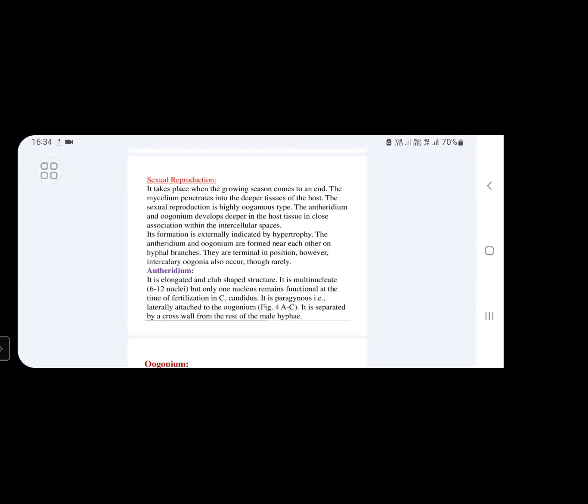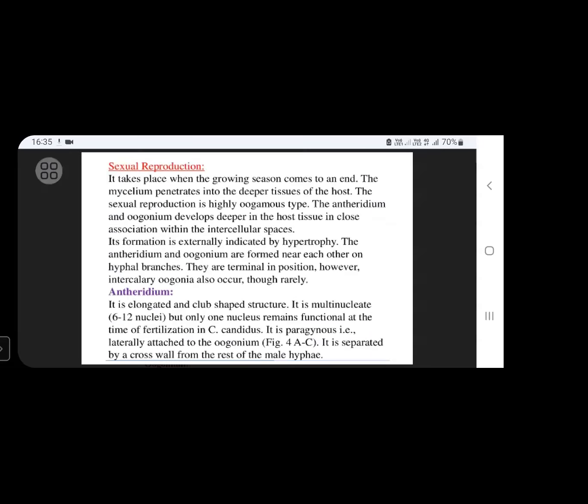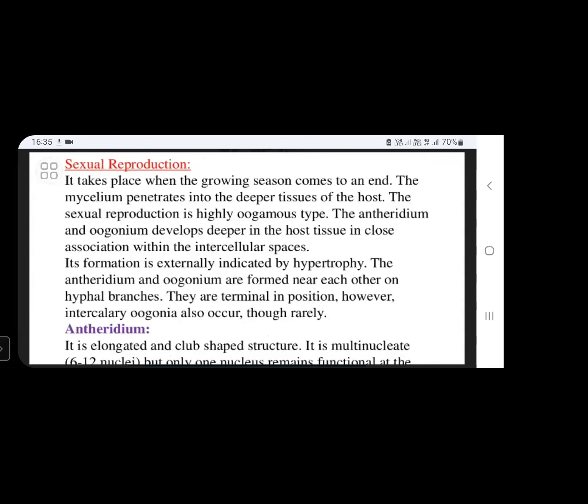Actually, this sexual reproduction takes place during the matured stages of its life cycle. By which method does this sexual reproduction take place? Sexual reproduction takes place by one specific method that is called the oogamous method. When the growing season comes to an end, in such situations, Albugo reproduces by the sexual method.